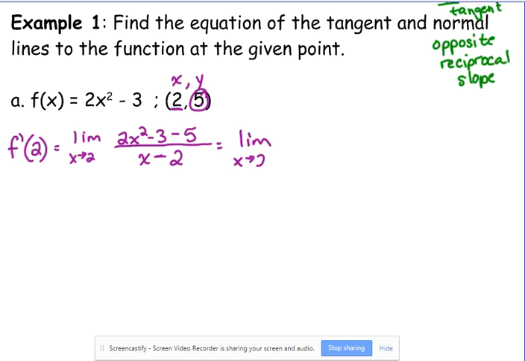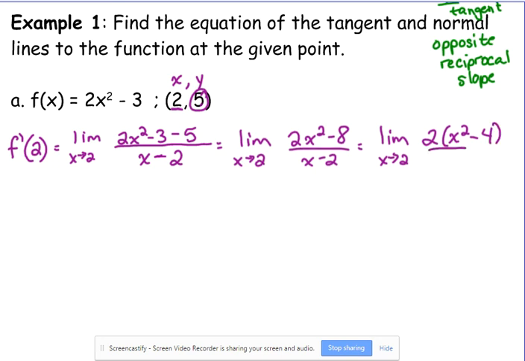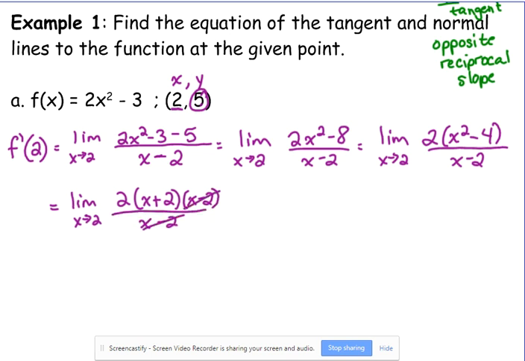The limit as x approaches 2 of 2x squared minus 8 over x minus 2. Guess what? We can factor. We can take out a GCF of 2. And then don't forget, x squared minus 4 is the difference of perfect squares. So that's 2 times x plus 2 times x minus 2 over x minus 2. Those x minus 2's cancel. The problem is gone. Then we can plug in 2.